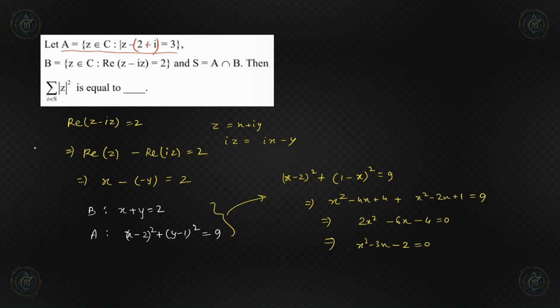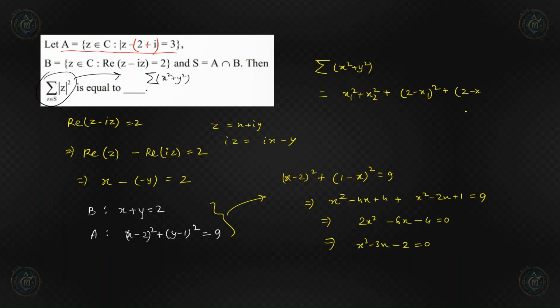Now how do we find this term, summation of mod z square? Mod z square will be nothing but x square plus y square. So we can write this as summation x square plus y square. Now if we evaluate this summation, it will be x1 square plus x2 square plus, writing y as 2 minus x from here, (2 minus x1) whole square plus (2 minus x2) whole square.